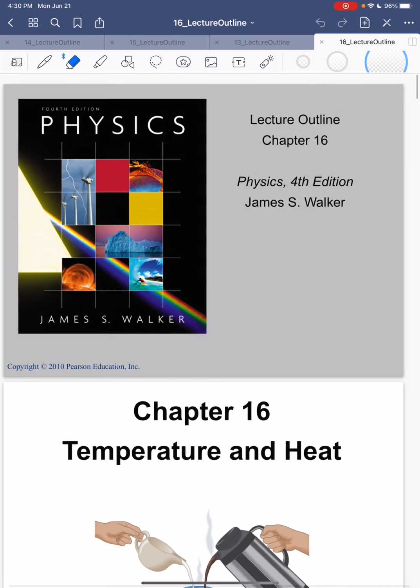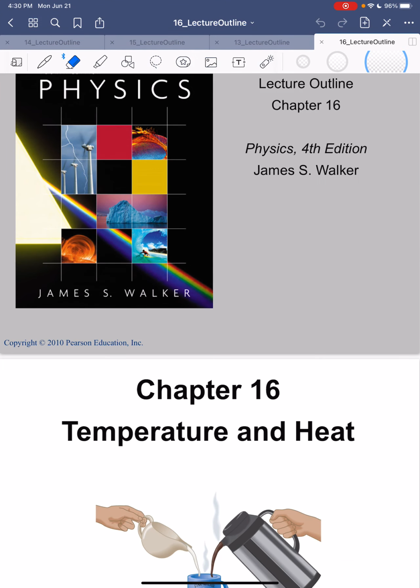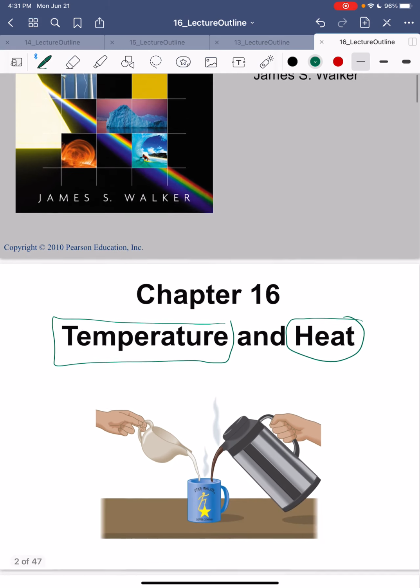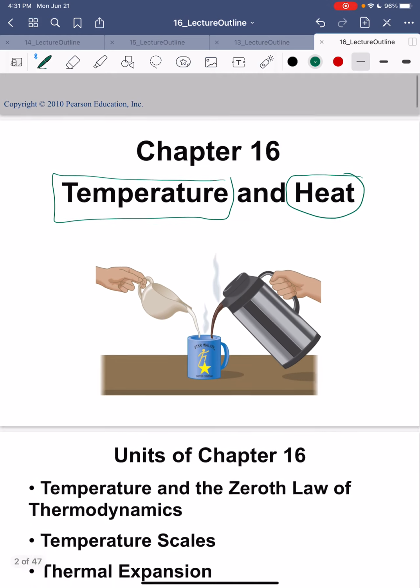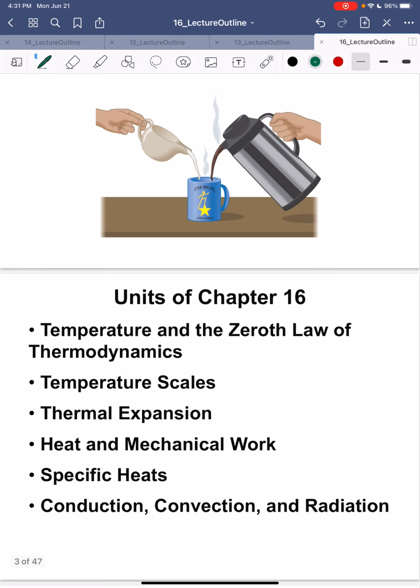Okay, chapter 16 is talking about two different physical quantities: temperature and heat. Here, I want to focus on this difference. There is a difference between temperature and heat. They are not the same physical quantity. Although most people use them interchangeably, they are not. I will talk about the difference in a little bit.